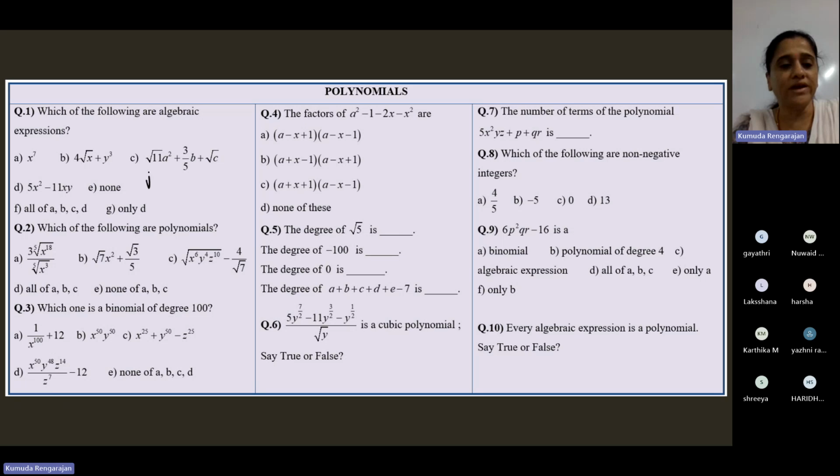So now this root 5 is a constant polynomial. Now root 5 can be written as root 5, any variable, say y to the power 0. Why? Because y to the power 0 is 1, and 1 into root 5 is still root 5. So what's the power of y? 0. So the degree of a constant polynomial is 0.